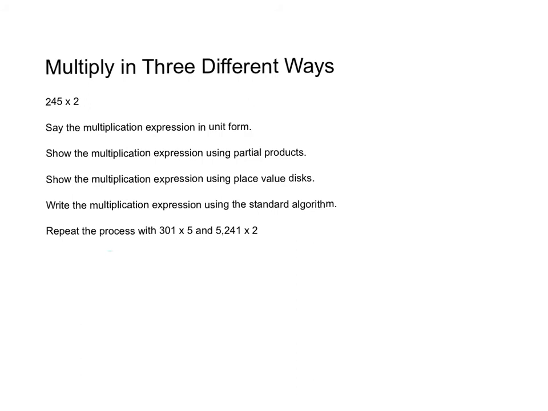Okay, we're going to go with 301 times 5. So let's write that. And if we were to say that in unit form, we would say 3 hundreds, 1 one times 5. So we're going to do our partial products. 1 times 5 is 5. 0 times 5 is 0. So we don't have any tens, but we have 15 hundreds.